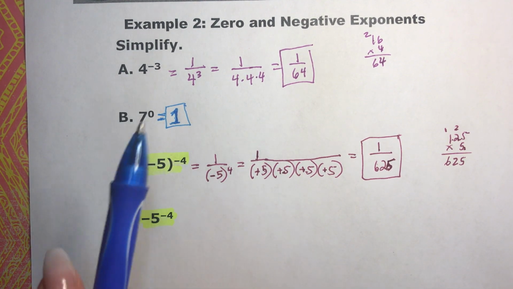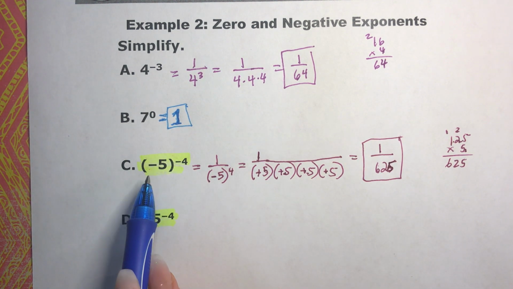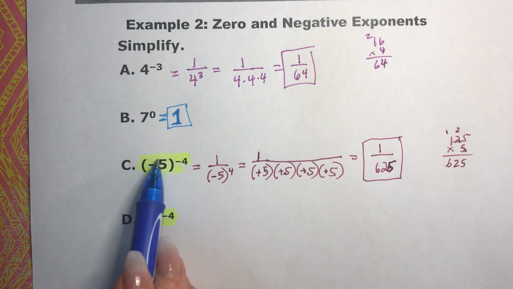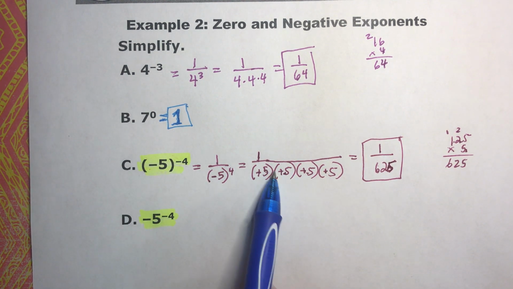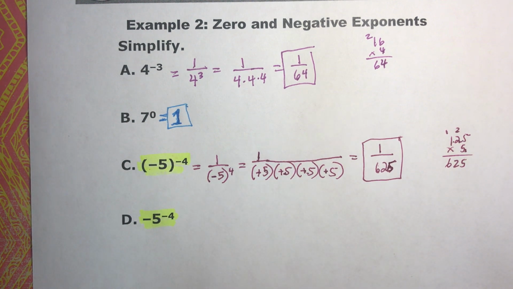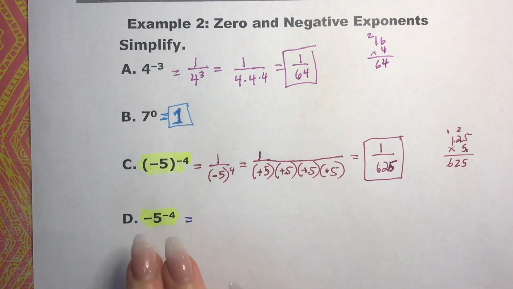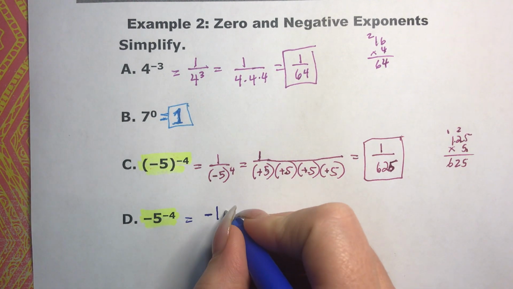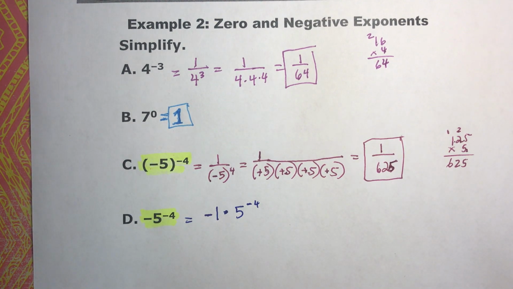The parentheses state that whatever this base is, the entire base is -5, and that whole thing is raised to the -4th, right? Which means that whole thing is -5 times -5 times -5 times -5. Okay, that's what this means. This means something different. This means -1 times 5 to the -4th. That's what that means.